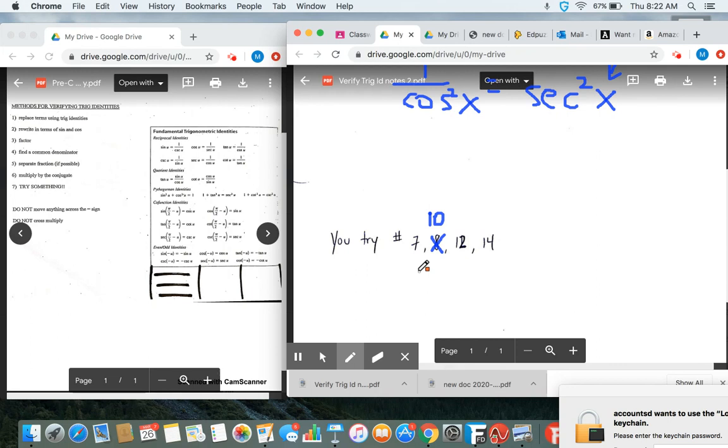Let's throw one more on here. 13. You could definitely do 13 as well. 13 is, again, using co-function. But just be mindful that because it's squared, your answer will also be squared. And then you're going to rewrite in terms of sine and cosine.